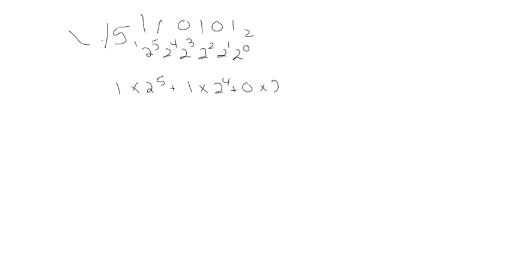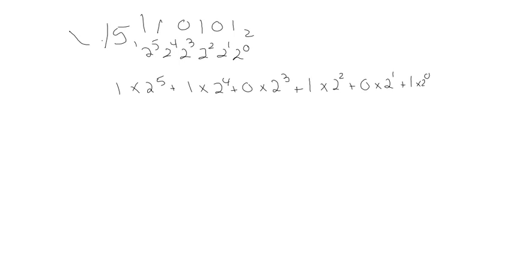So this is how I would expect you to do your homework. Plus 1 times 2 squared plus 0 times 2 to the first plus 1 times 2 to the 0. Okay, so you're going to spell it all out for me so I can see you know what you're doing.